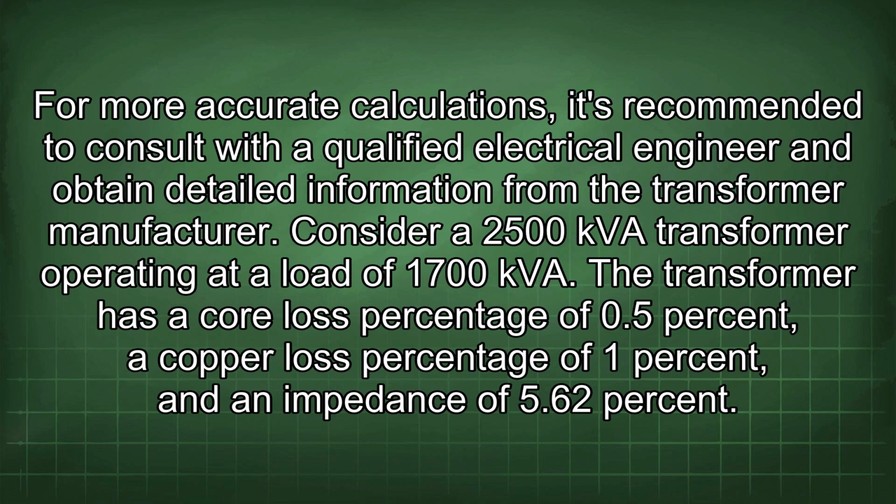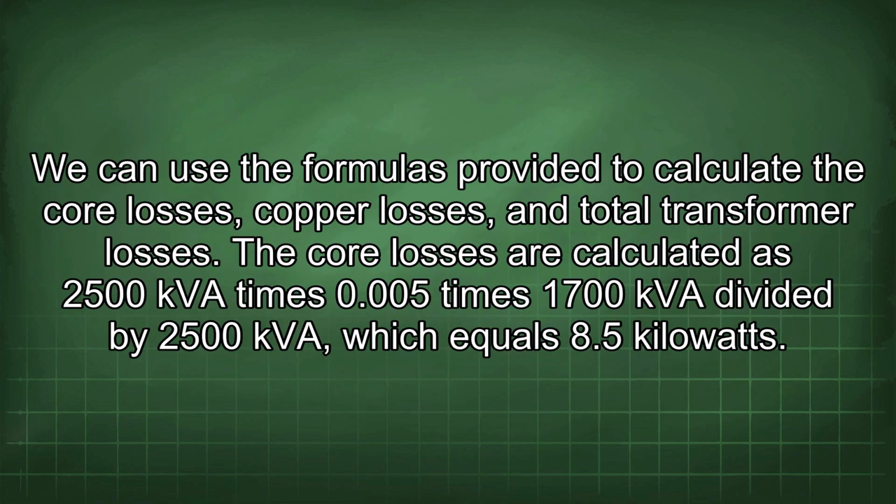Consider a 2500 kVA transformer operating at a load of 1700 kVA. The transformer has a core loss percentage of 0.5%, a copper loss percentage of 1%, and an impedance of 5.62%. We can use the formulas provided to calculate the core losses, copper losses, and total transformer losses.